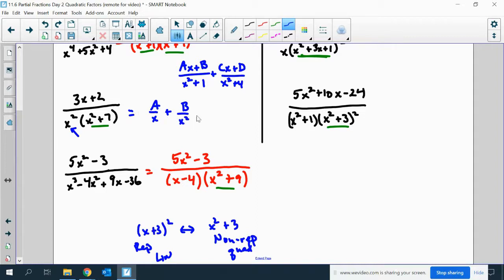So then finishing this problem, I now have this quadratic term, so I'm going to put Cx plus D. Notice anytime you have a quadratic term, you put Cx plus D, or some linear and a constant in the numerator. And then I have x squared plus 7 in the denominator. And that finishes that problem. Now this one down here, I have one linear term, so I have A over x minus 4. And then I have one quadratic term, so I would have (Bx plus C) over (x squared plus 9).